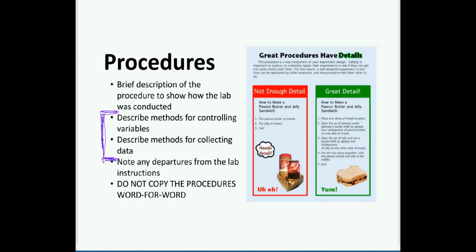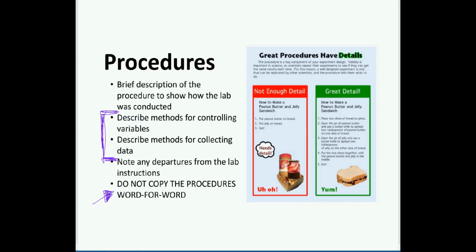So if these are the different amounts of water I'm going to give to my seeds each day, you need to say how much water you're going to give to each seed. You want to describe the methods for collecting data. Did we measure the growth of the seed once a day, once a week? You want to include anything that you did that was different from the lab instructions. And again, do not copy that procedure word for word or you'll lose some points.